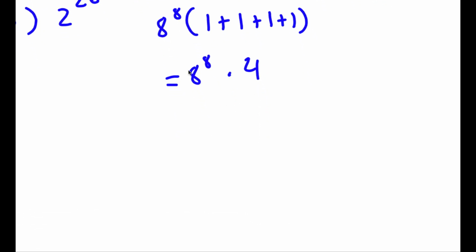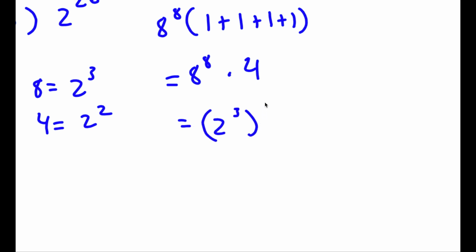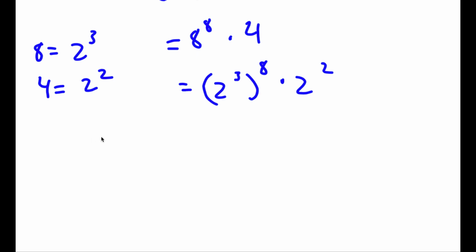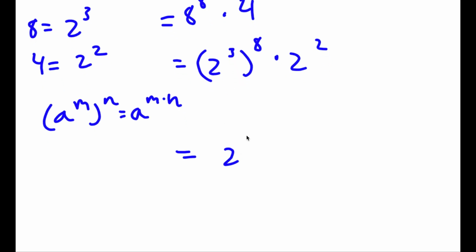And now 8, this is the same thing as 2 to the power of 3, right? And 4, this is the same thing as 2 to the power of 2. So now I have 2 to the power of 3 to the power of 8 times 2 to the power of 2. Now if I have something in the form a to the power of m to the power of n, this is equal to a to the power of m times n. So 2 to the power of 3 to the power of 8, that's going to equal 2 to the power of 3 times 8, times 2 to the power of 2.